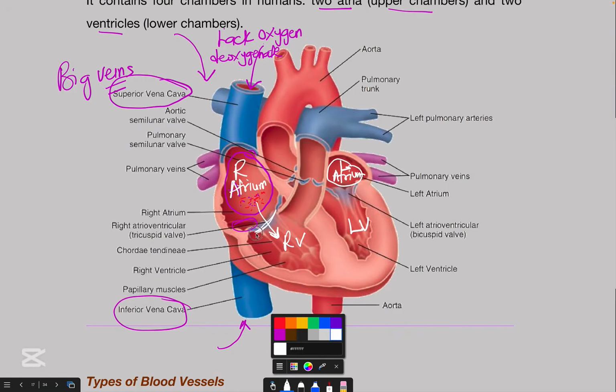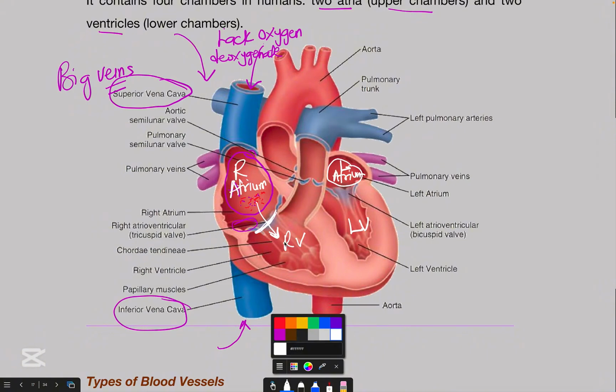What is the use of the valve? I said earlier, valves prevent the backflow of anything. So these valves here prevent the backflow of the blood to the right atrium. We said the blood comes from here and the lower extremity to the right atrium. From the right atrium, when it is full, it contracts and moves the blood to the right ventricle.